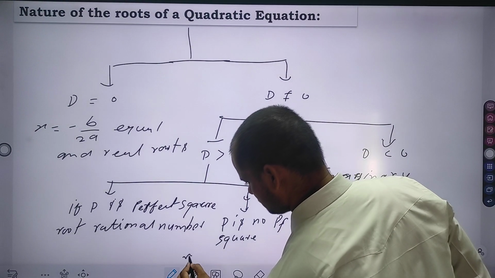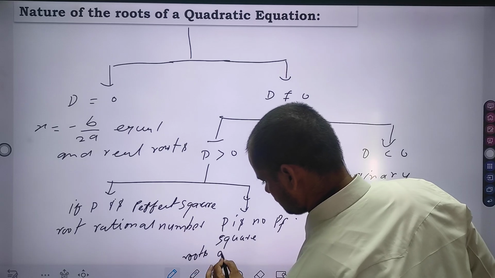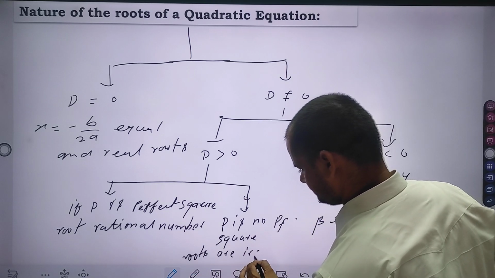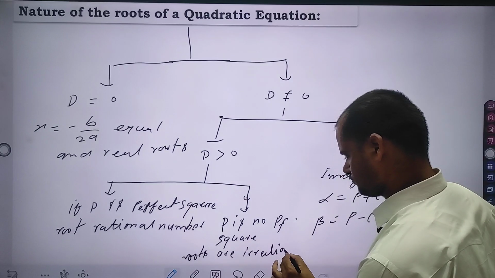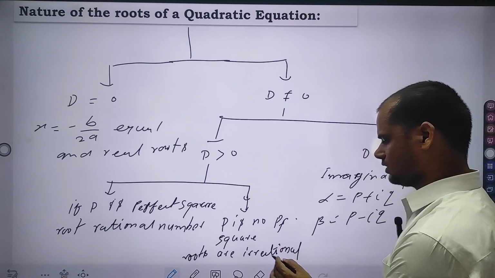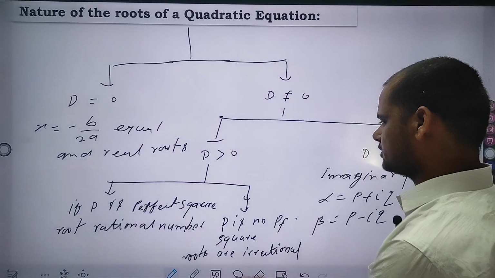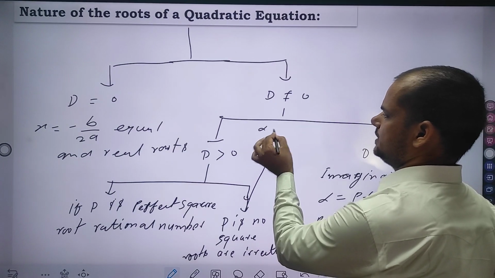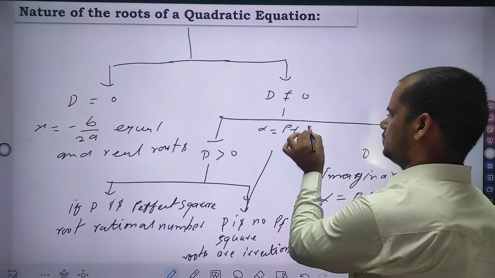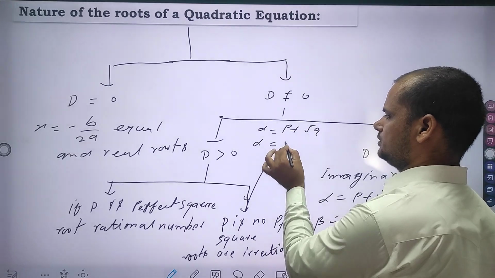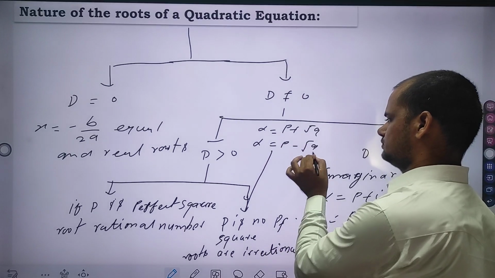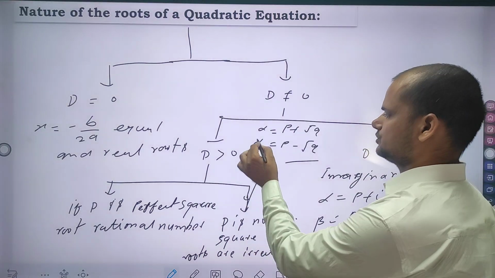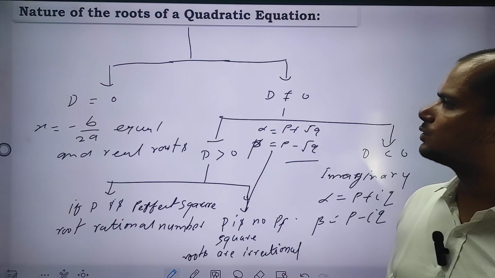Roots are irrational numbers. Let's suppose the first root is alpha equal to p plus root q, and then the second root will be p minus root q. Sorry, beta equal to p minus root q.